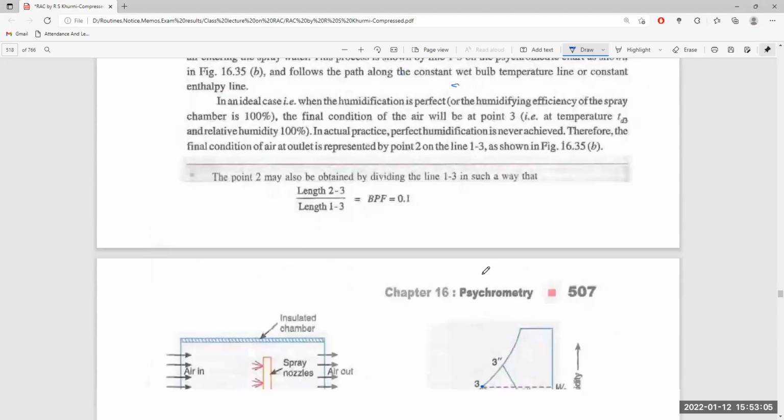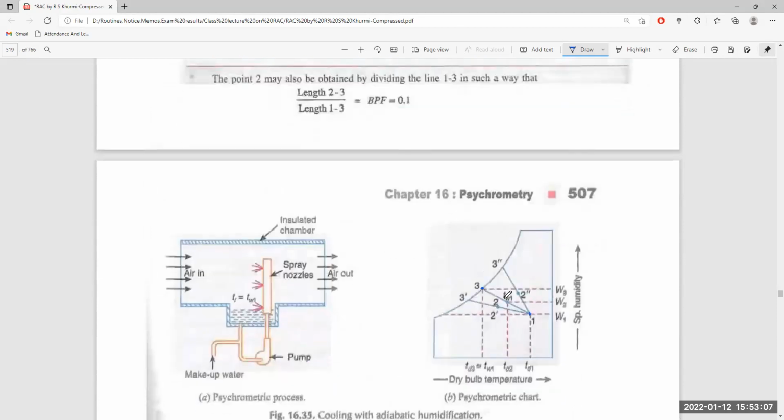Point 2, which is shown here, is also obtained by dividing line 1 to 3 in the following way: line 2 to 3 over line 1 to 3 gives the bypass factor of point 1.